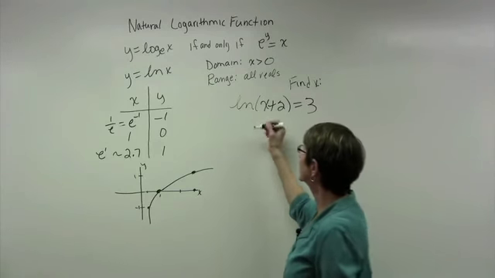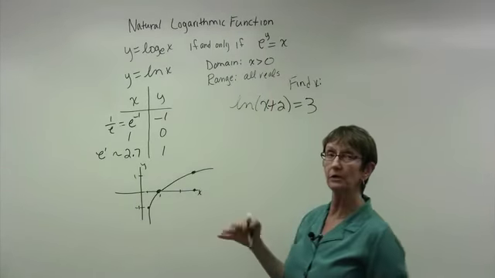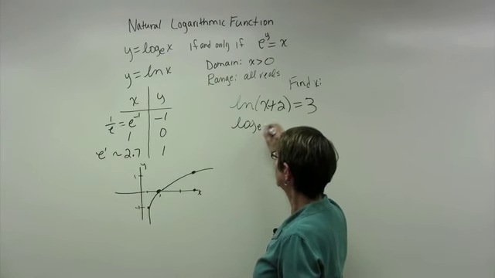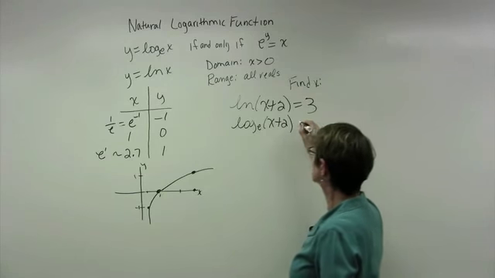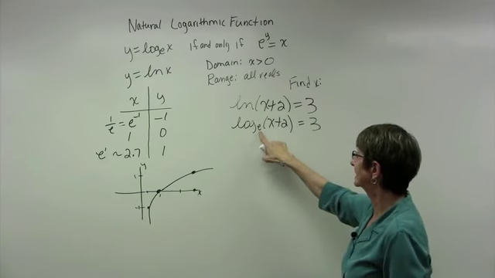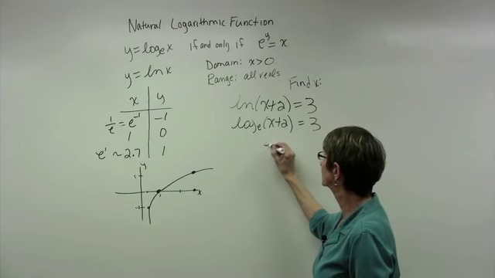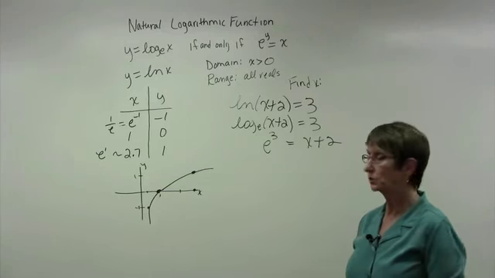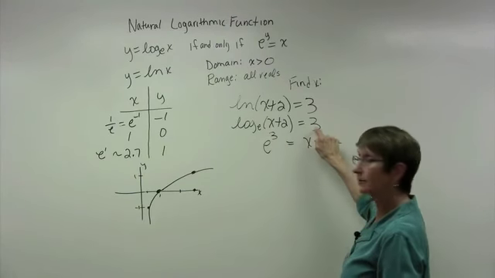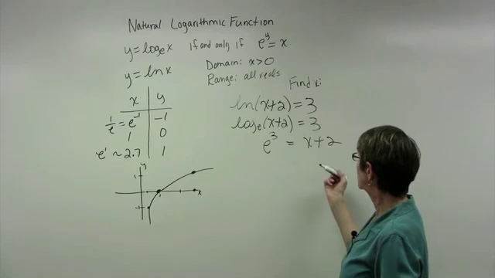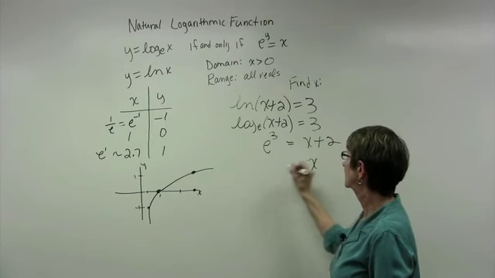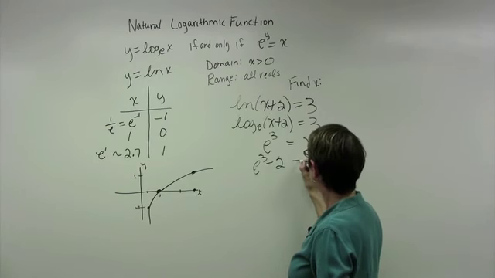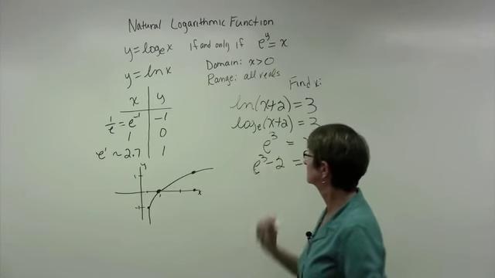So what I want to do is take my logarithmic form and change it to the exponential form. If you write it as log base e of x plus 2 equals 3, then you can see that e to the third is equal to x plus 2. So it's sort of the roundabout, take the base to the other side of the power and back to that, which tells us that x is equal to e to the third minus 2.